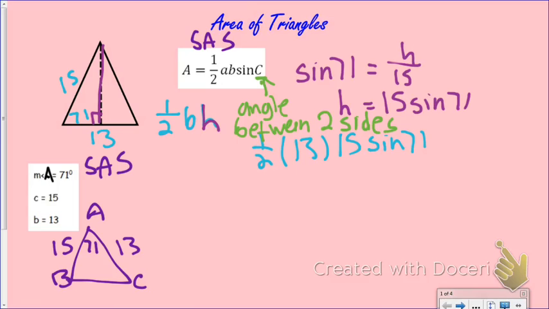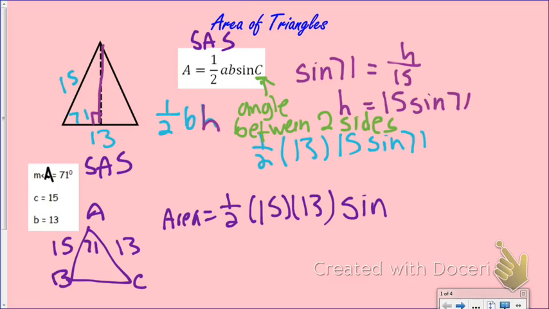So what I'm going to do here is set up my formula. I know it's my area equals 1/2. And A and B, remember, those letters are interchangeable. It's just the two sides next to the angle. Those two sides are 15 and 13. And my angle is in between those, which is 71 degrees. So all I need to do is type this all in my calculator, and it's going to give me my answer. And again, my mode should still be in degrees. If I type that all in, I should get an area of 92.19.